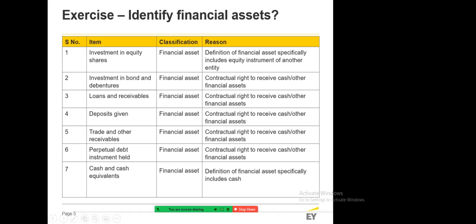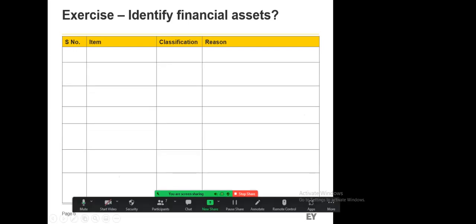Trade and other receivables: you have your debtors. You have sold the goods or provided the services to your debtors, so now you have to get cash from those debtors. Perpetual debt instruments held are also financial instruments. Cash and cash equivalents, yes. If you have invested in a fixed deposit, when the maturity comes, you will be getting the cash against that fixed deposit. So that is again a financial asset.